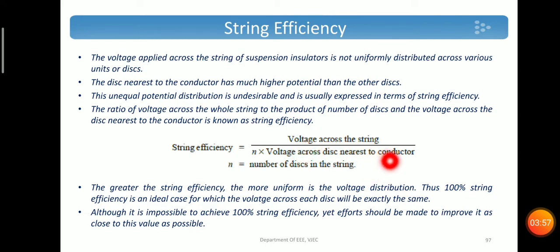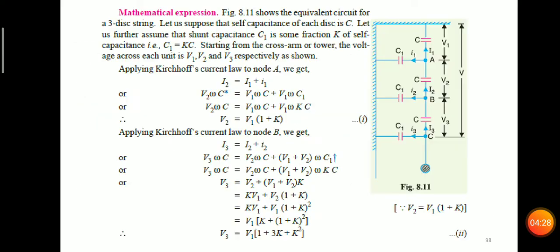If the discs have equal voltage distribution, then if it is 11 kV and 3 discs, 11 into 3 will be the denominator and the total voltage will be 33. So, the string efficiency will be 100%. For 100% string efficiency, we will get uniform voltage distribution. But it is not possible to have 100% string efficiency; by using some additional effort, we can improve the string efficiency. We can derive a mathematical expression for finding out the string efficiency.